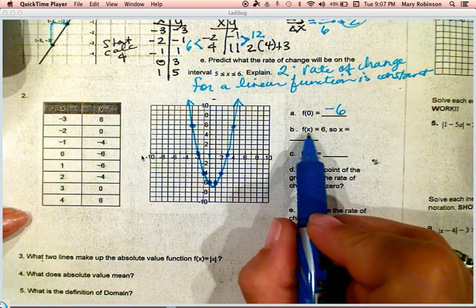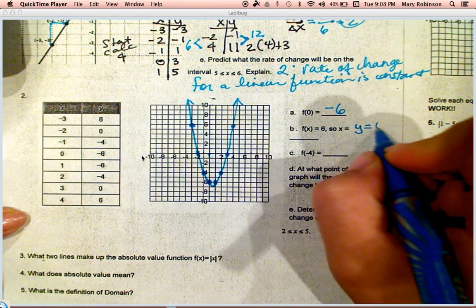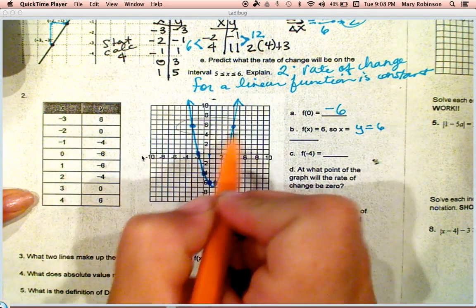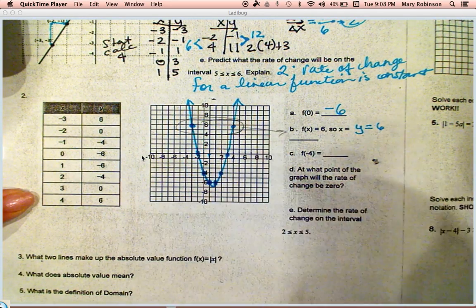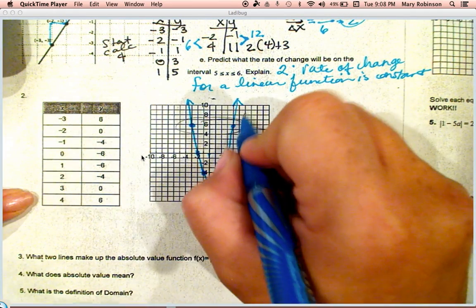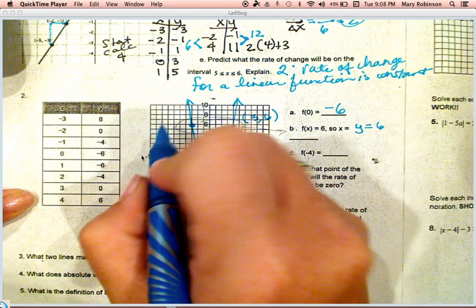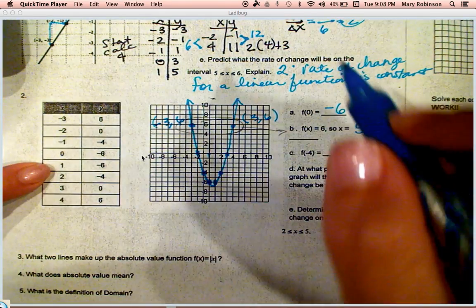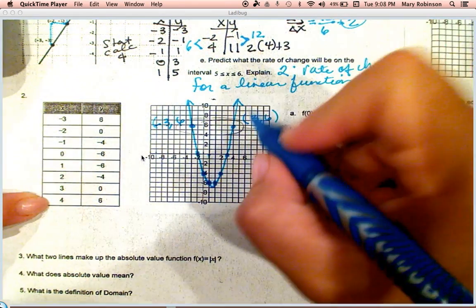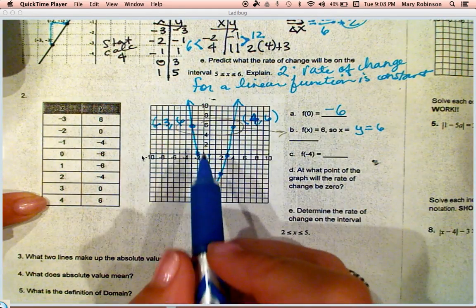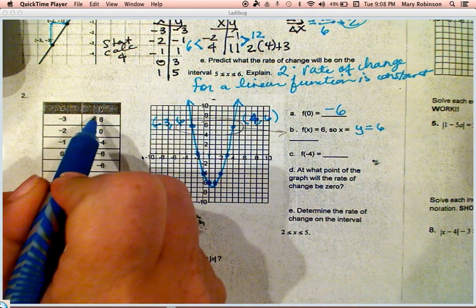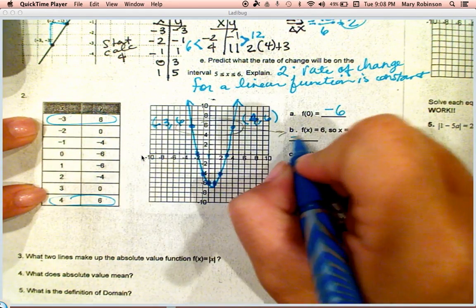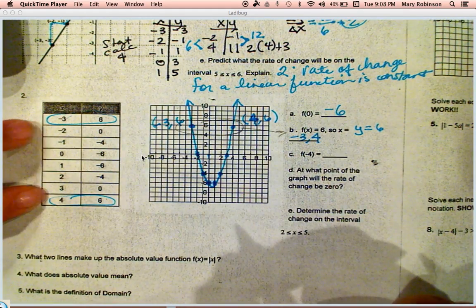For part B, it says f of x equals 6. Remember that means y equals 6. So if you look on your graph, when y is 6, you actually have 2 points. These 2 points here both have y values of 6. This point is 3, 6, and this point here is negative 3, 6. I apologize, let me see, is that right? 4, 6. My bad, 4, 6. We can also see likewise on our table the ordered pairs when y is 6 and our x is negative 3 and also 4. So we want to list both. Do not put parentheses around them. Simply list the numbers.